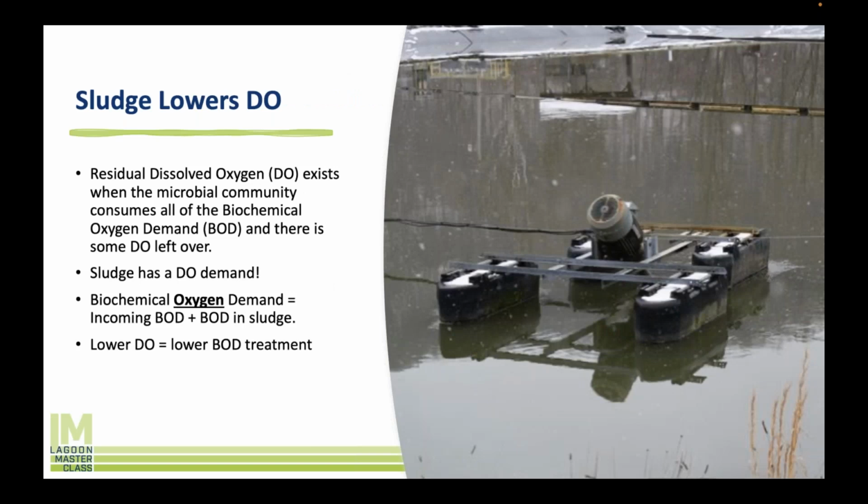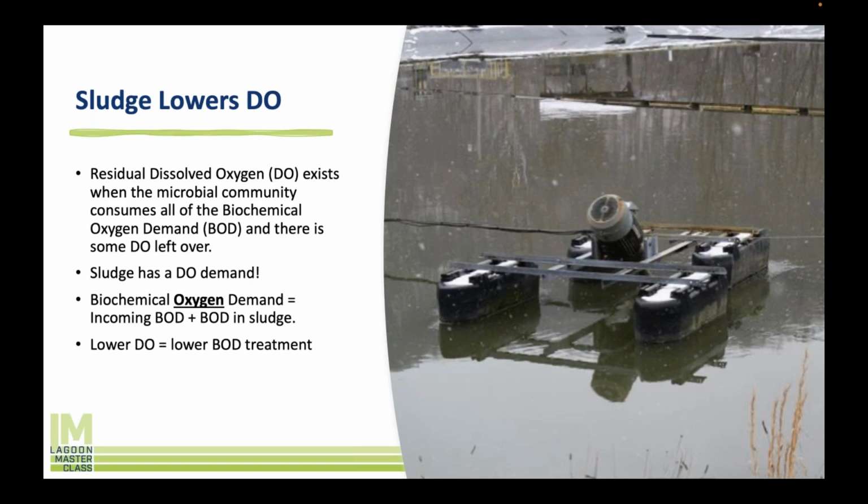So sludge will also decrease your level of dissolved oxygen in the lagoon. So why? Well, I think you have to think of sludge as kind of your lagoon's memory of what's come into it over the last 10, 20 years, depending on how old your lagoon is. And that sludge, in a lot of cases, has its own oxygen demand. It is breaking down anaerobically mostly, but it will take oxygen out of the water column.